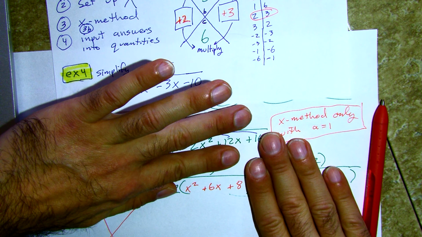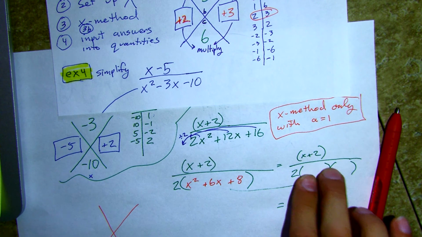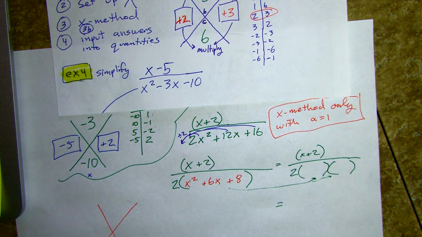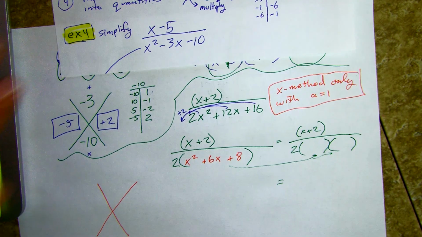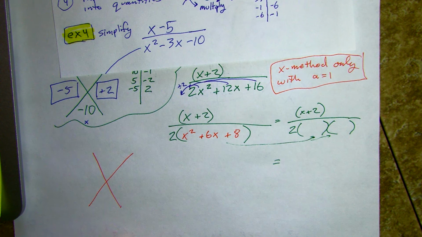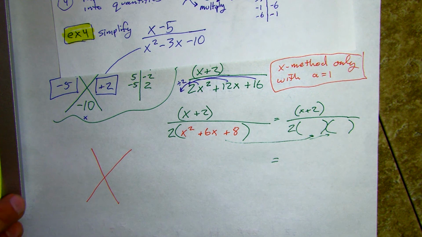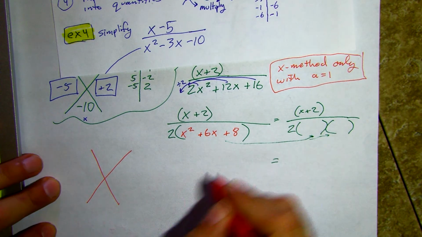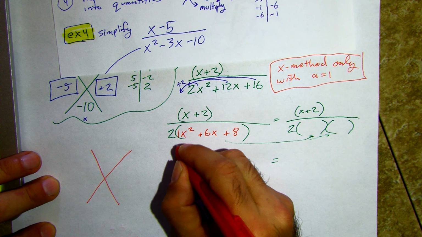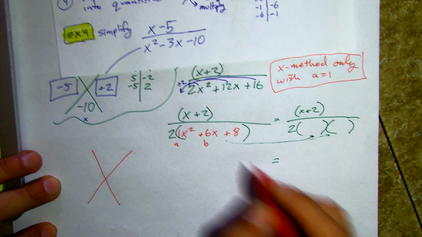It's positive 8, so we have 8 and 1. I'll put negative 8, negative 1, but that's not going to be the answer because we end up with a positive 6. So 4, 2. Negative 4, negative 2. Which one of these adds to give us 6? That guy. 4 and 2 add to give you 6 and multiply to give you 8. So I have positive 4 and positive 2.